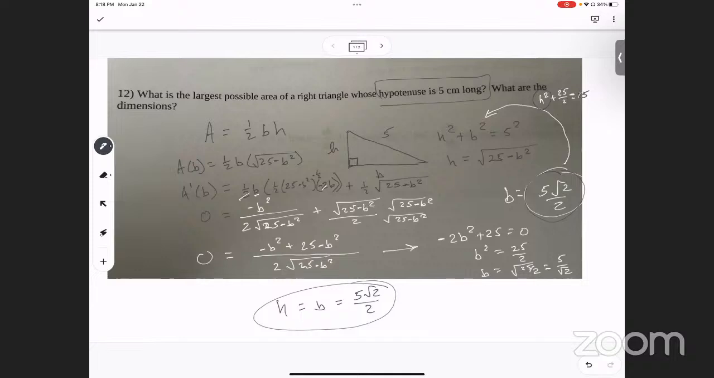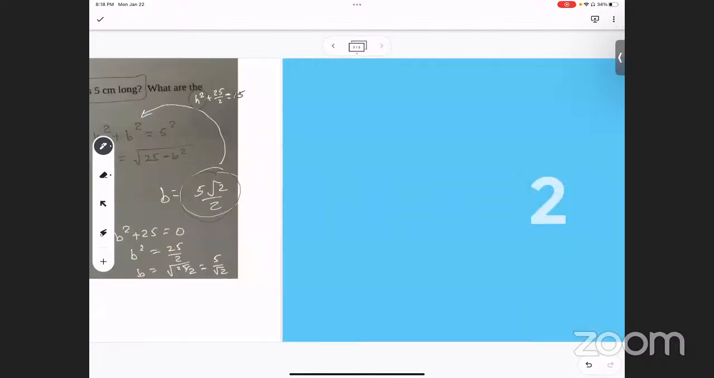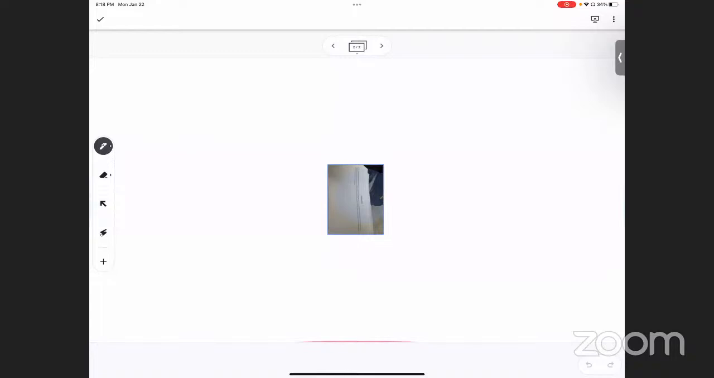You have the answer key for this, by the way? No. Okay. I'm pretty sure that's right. Tested tomorrow. Yeah, I think that's right.